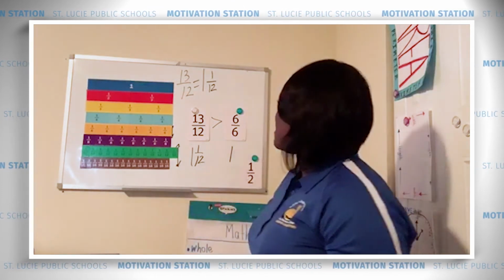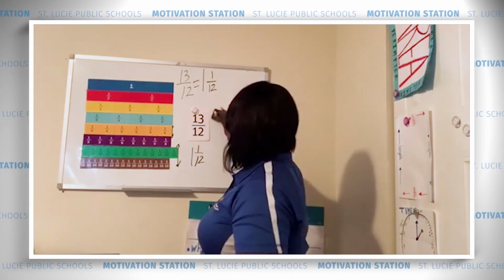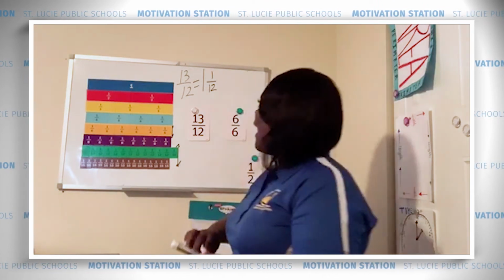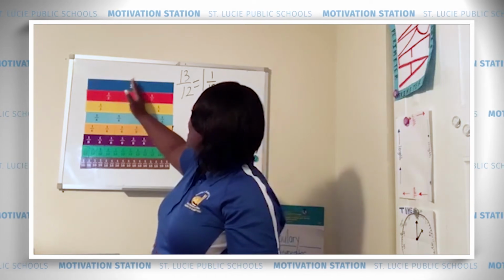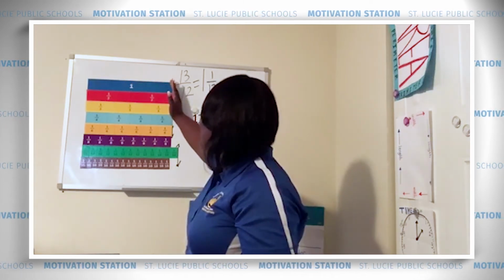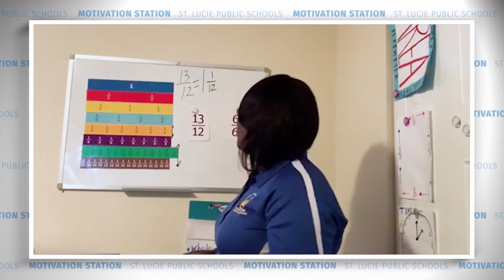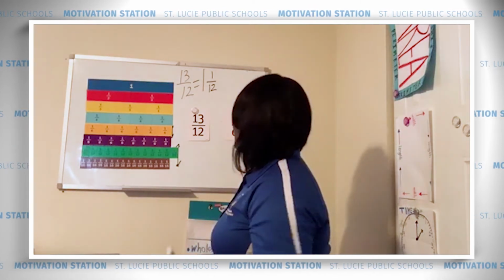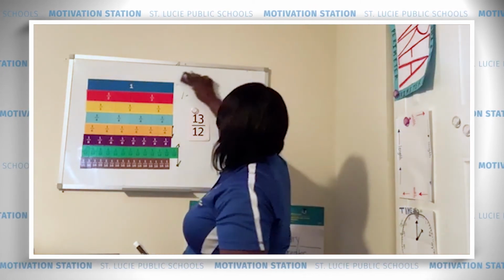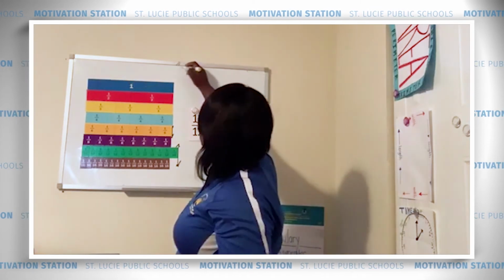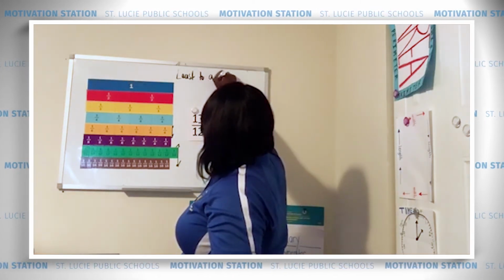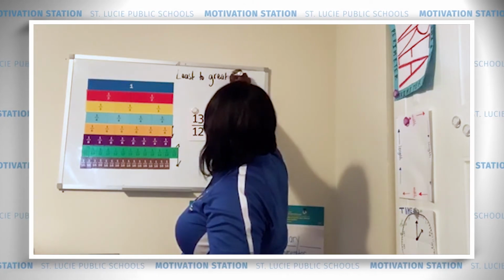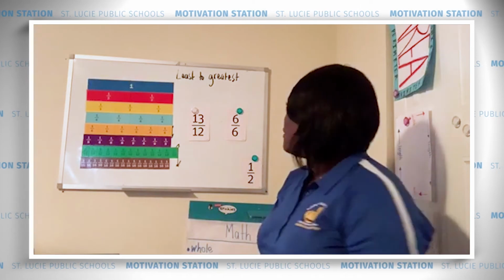Okay, now we need to take a look at the last fraction, which is half. Half is all the way over here. Half doesn't even make it out to the 6/6, and it doesn't make it out to the 1/12. So if I had to put these in order from least to greatest, least meaning the smallest, which is the smallest of the three fractions?